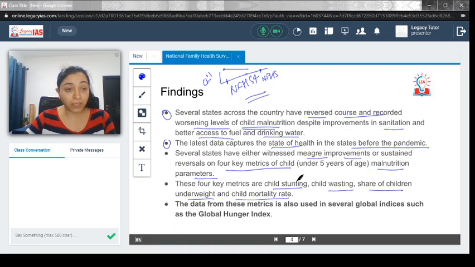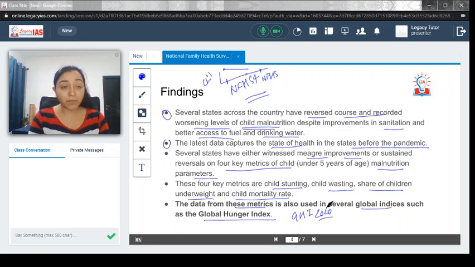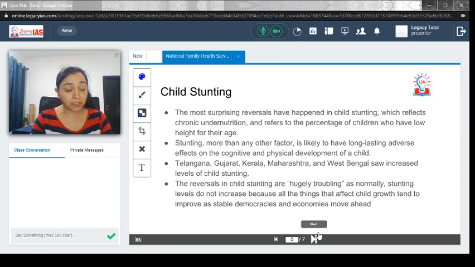And most importantly, the thing for you to remember over here is that most of the states have actually not fared very well. The data from these metrics is used in several global indices such as the Global Hunger Index. We know that the Global Hunger Index in 2020 placed India at a very abysmal position. So we can understand that child malnutrition has become a problem. It wasn't very good even in NFHS 4, but the fact that we have reversed the improvement is even worse. So now let's try to see these parameters one by one.